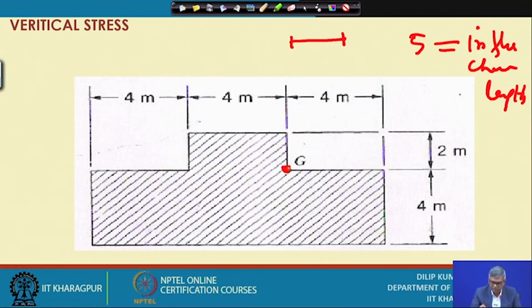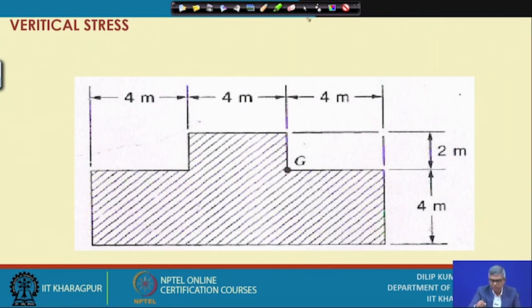And since I want to find out the pressure at this point, as I have mentioned, you have to keep this at the center of the influence chart. After putting that, you count the number of blocks all around in the influence chart. When the foundation covers them, we have to count those blocks covered by it. Next one I will show that.